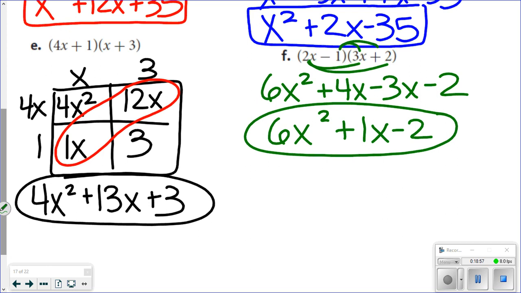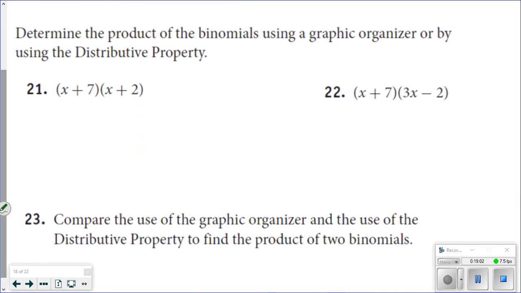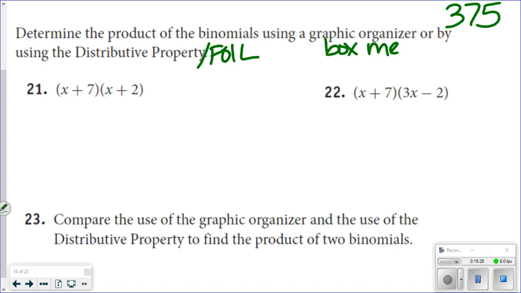Okay, 2 more questions that we're going to cover. I just want you to do questions 21 and 22. These are on page 375. It's in the check your understanding box. And notice it says determine the product. Product means to multiply. Of the binomials, you can use a graphic organizer, which I say the box method, or you can use the distributive property, also called FOIL. So go ahead and pause the video, work through these questions, and get your 2 answers.